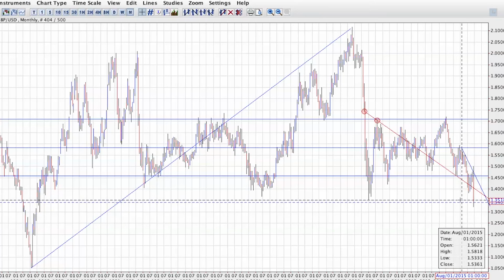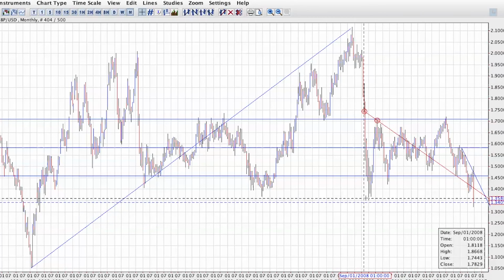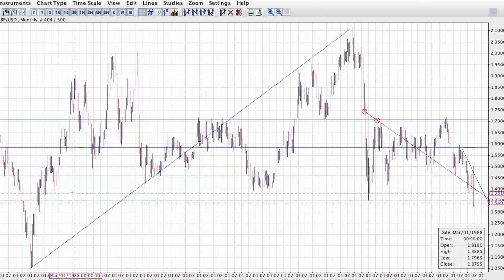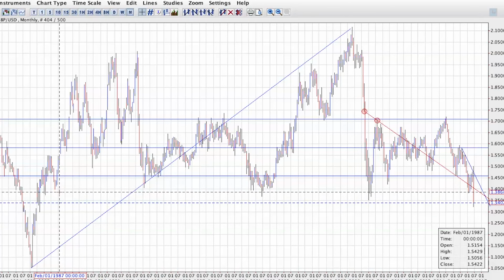At the moment we've made a double bottom, but we've made a lower double bottom, so we've broken the 1.35, which was the last low set in the financial crisis. So we've pierced that. So we're now heading towards quite uncharted territory, towards I think 1985 was the lowest level that sterling is sat at, and that's where we're currently sitting.